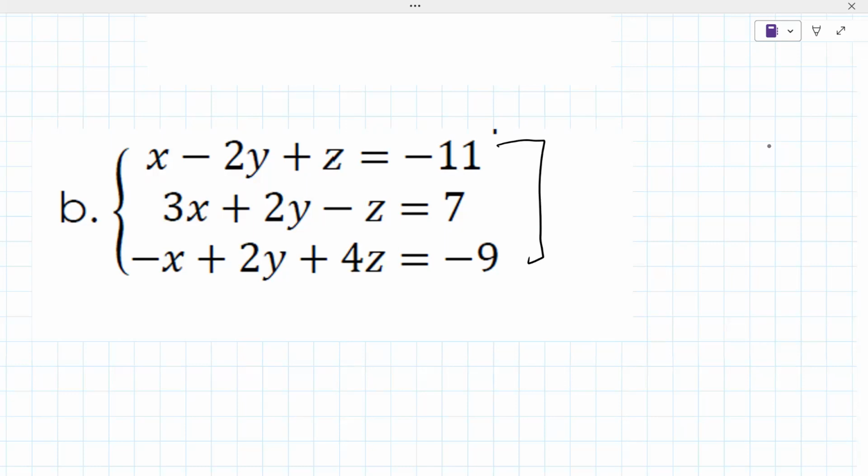And then z equals -9/4 and z equals -11. Like that. That's good.